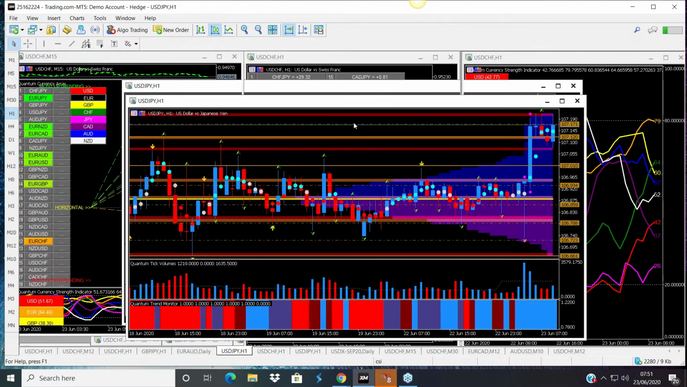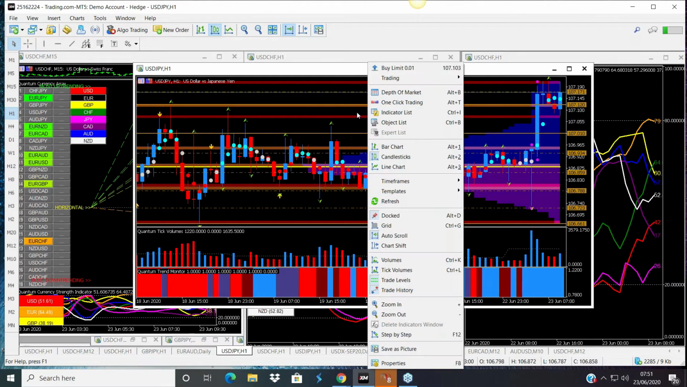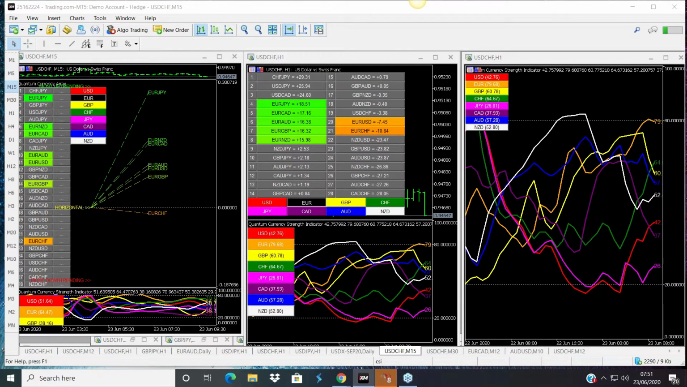One of the nice functions of MT5, in case you've not considered using it, is it has what's called a docking system, where basically you hit the dock function, and you can move the charts out of the profile onto another screen, which makes life an awful lot easier.